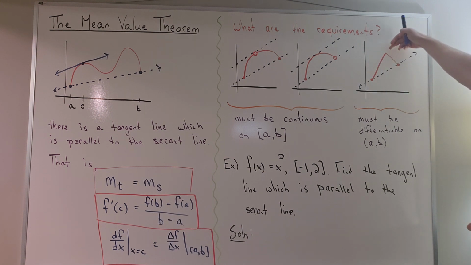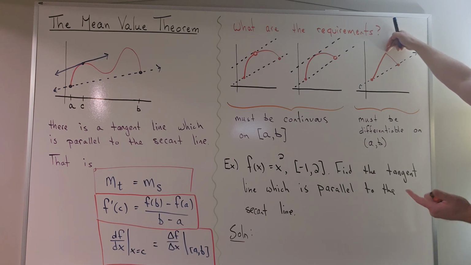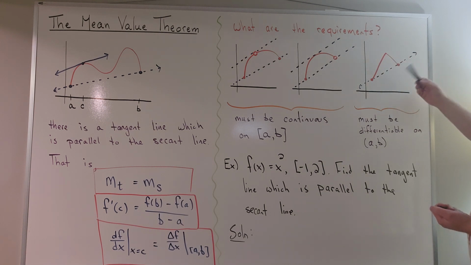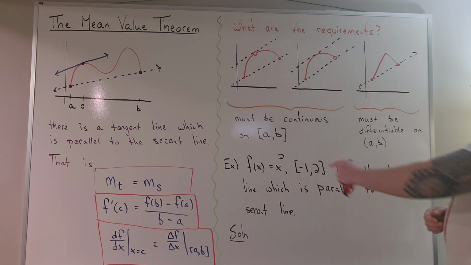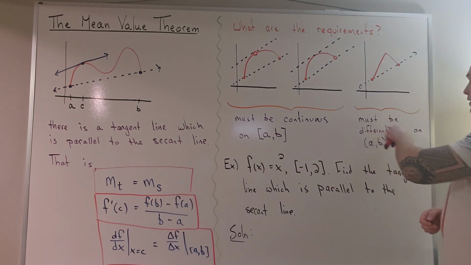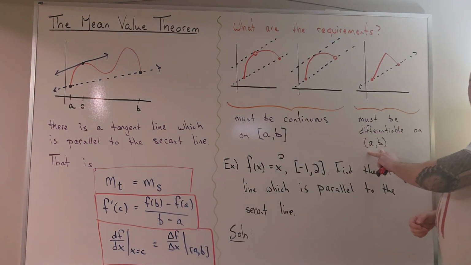And this point right here is a corner, so it's not even differentiable there, which means there isn't a tangent line that I could put in that spot. So there's nowhere along this graph where I would have a tangent line that's parallel to this. So here are the two requirements. We must have continuity on the closed bounded interval, and we must be differentiable on the interior of that, meaning the open interval from A to B.